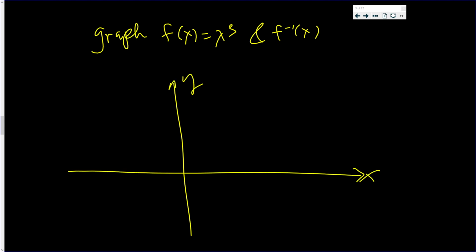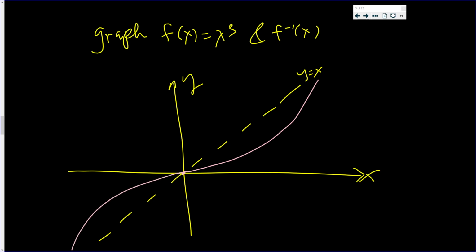X-axis, y-axis. I think this one is simple enough to do across the line y equals x. So x cubed crosses the origin, goes like this, and it goes like that. Let me just end it here.